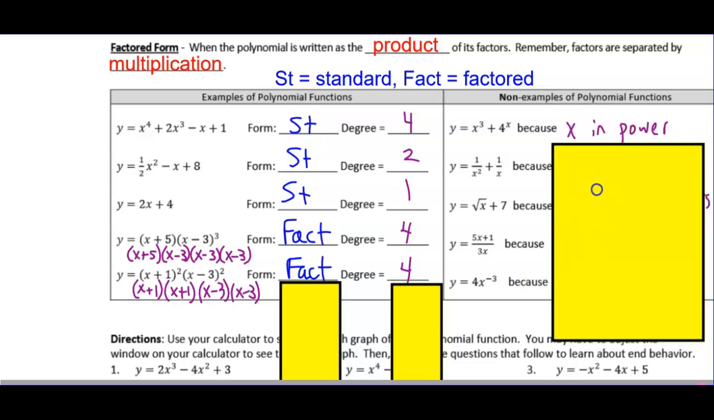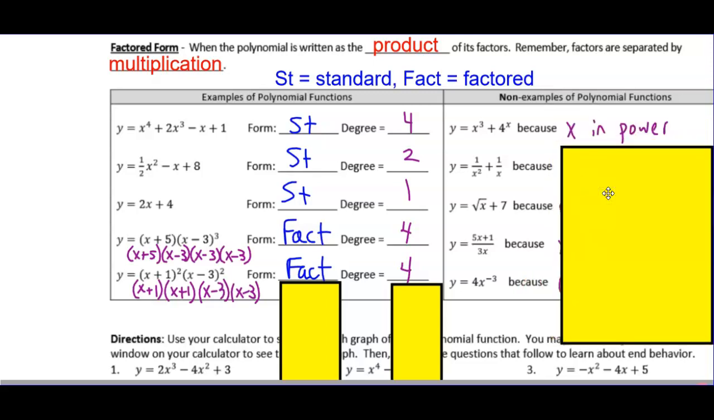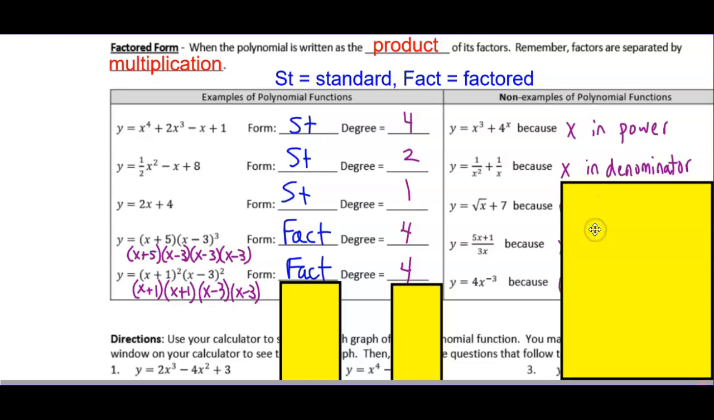Okay, so the first one, you can't have an x in the power. Exponents have to be numerical. They have to be whole numbers, no negatives, no decimals. Second one, if you have an x in the denominator, you're implying a negative power. So that breaks the negative power rule. So no x's in the denominators.